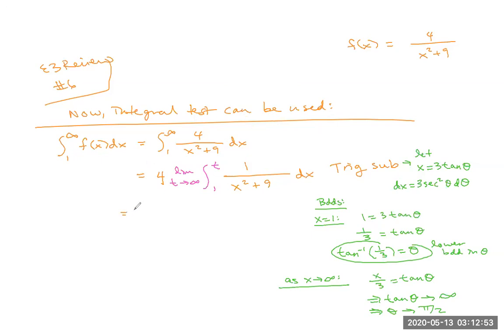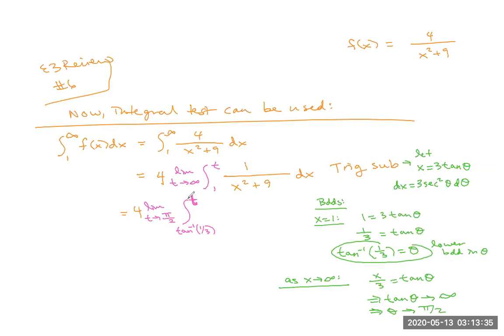So let's redo our integral over here. We have 4, and then we can keep the same limit t, but t is now going to pi over 2. Lower bound is tangent inverse of 1/3. Upper bound is pi over 2. Oops, sorry, t. Since we would still get an undefined there in theta terms.